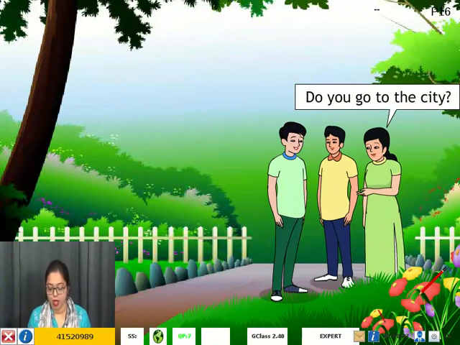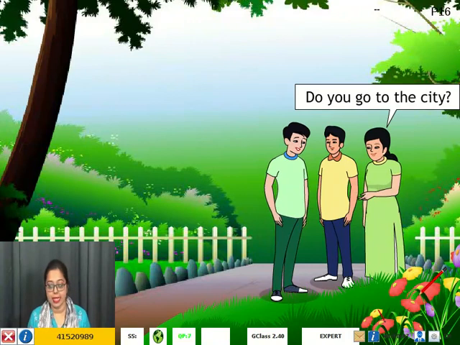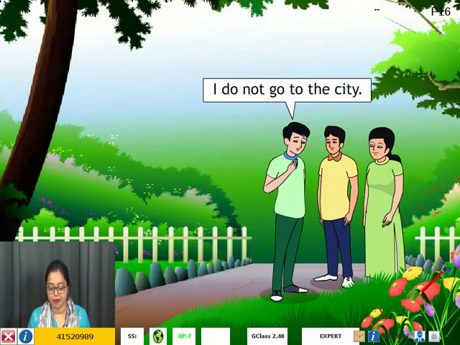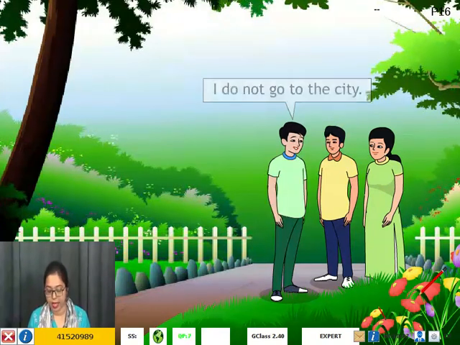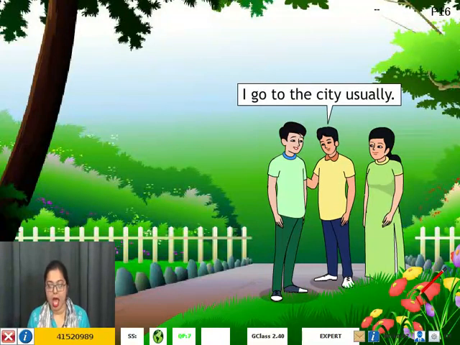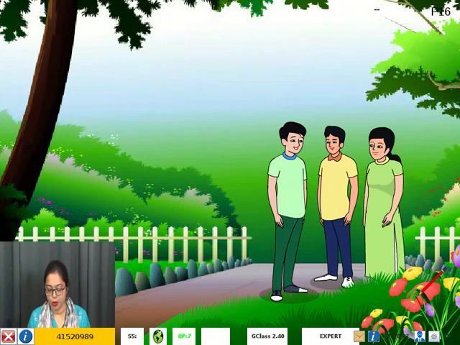So, do you go to the city? What is she asking? Look at the sentences carefully. Dear students, please have a look at the sentences carefully. What is she saying? Do you go to the city? Now, what is the reply? I do not go to the city. Do not means what? The sentence is in a negative form. Okay? I go to the city usually. Okay? So look at the answers.